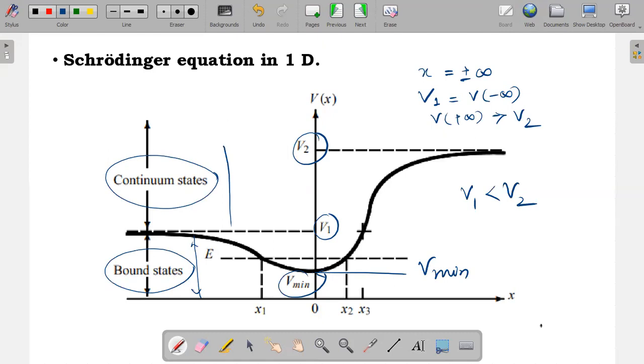And this is the shape of the potential. This is the graphical behavior of V of x with respect to x.